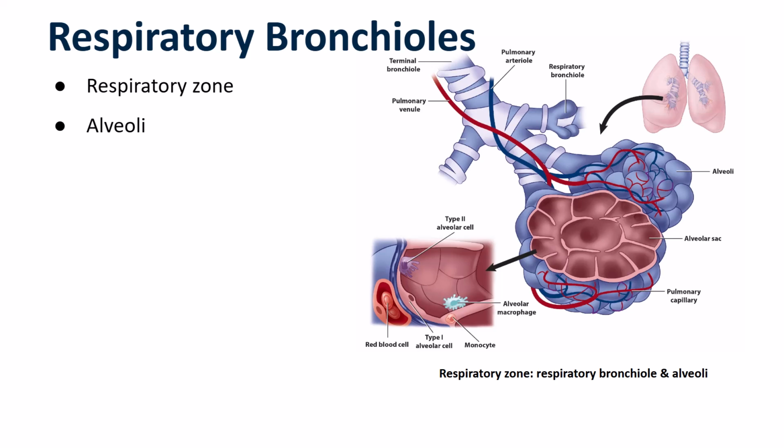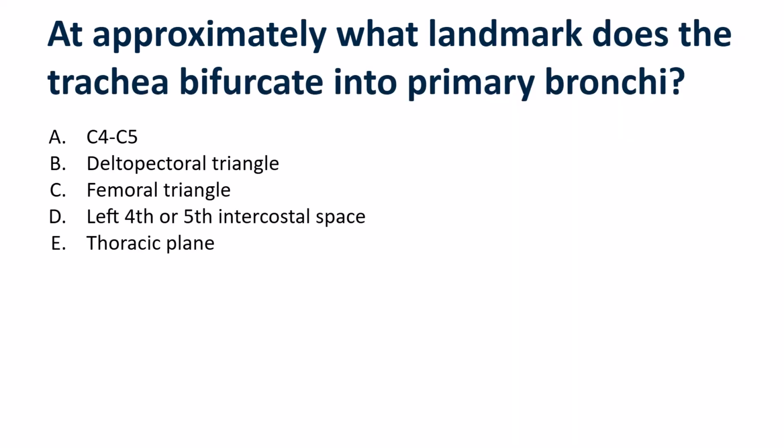So the terminal bronchioles multifurcate into the respiratory bronchioles. The respiratory bronchioles are what give rise to the alveoli. The alveoli are the air sacs where respiration is occurring, or gas exchange between the inside of the respiratory tract and the cardiovascular system. So let's assess our knowledge.